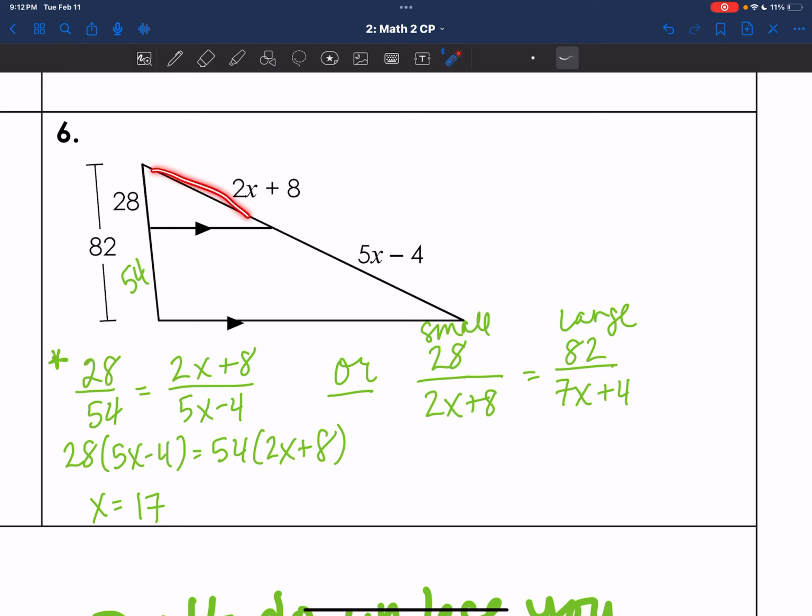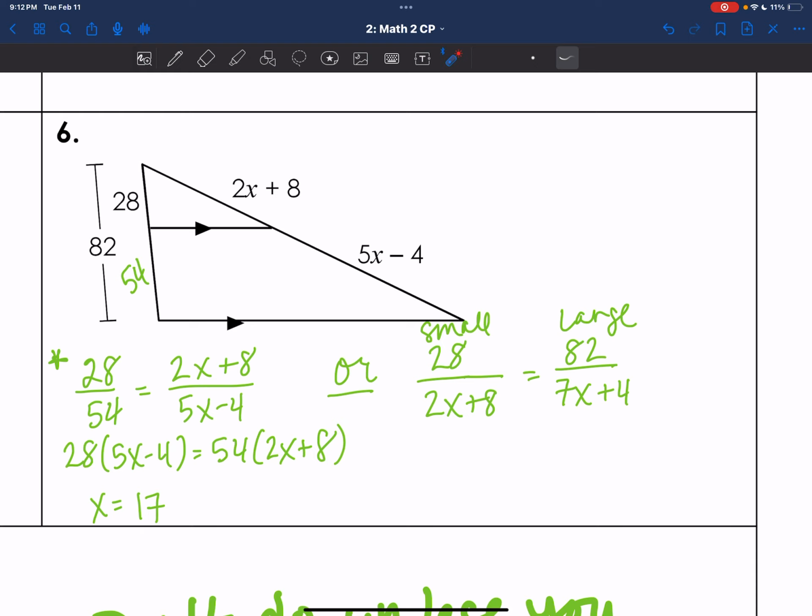And then here to here, which is here and here. When you do this and you cross multiply, just remember to put this in parentheses, and then you can distribute it. Same thing here. This needs to go in parentheses right here, and go ahead, distribute, and solve for x. If you did this correctly, it should be 17.